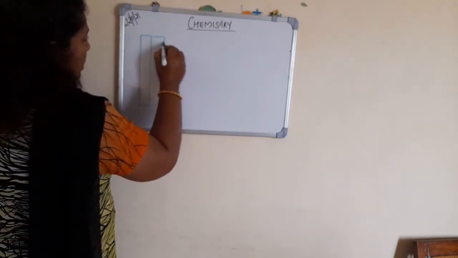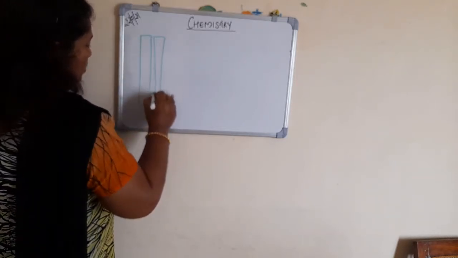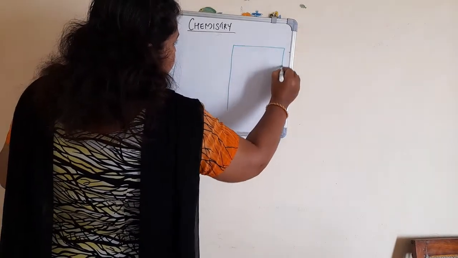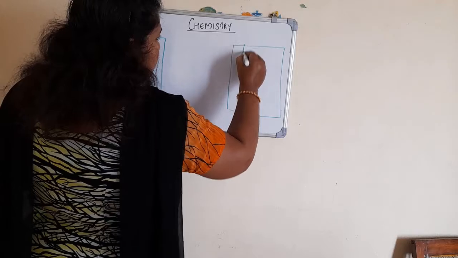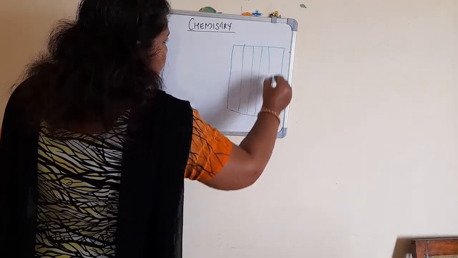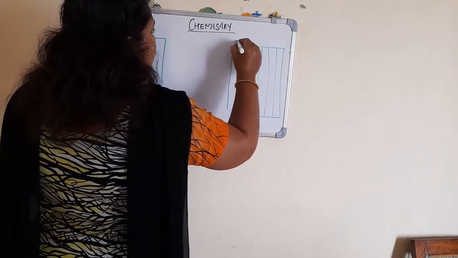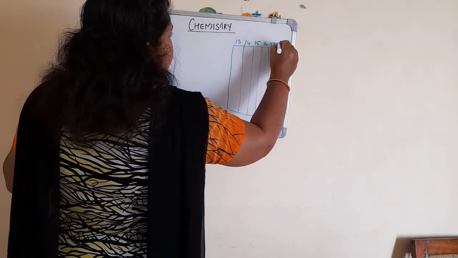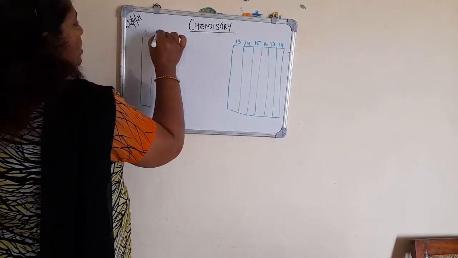Okay, then you can see group 2. Here you can see group 13 to 18: group 13, 14, 15, 16, 17 and 18. Here you can see group 1 and group 2.